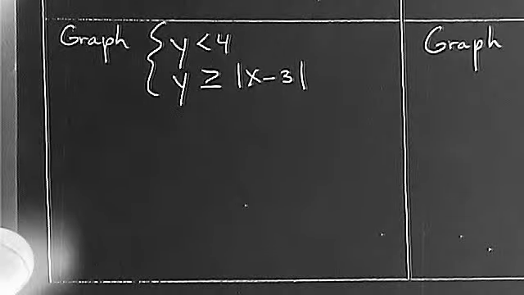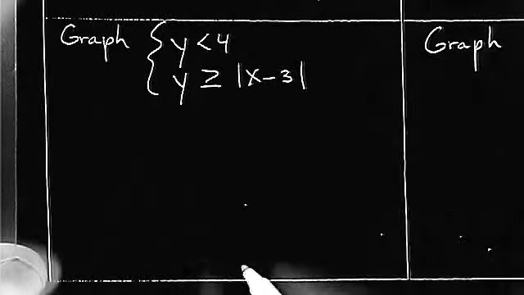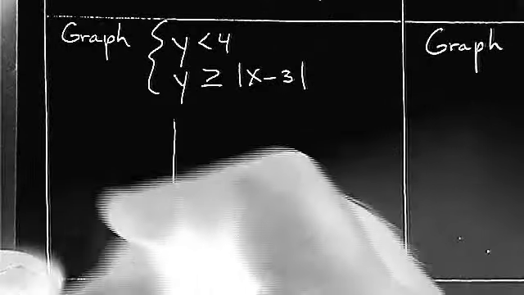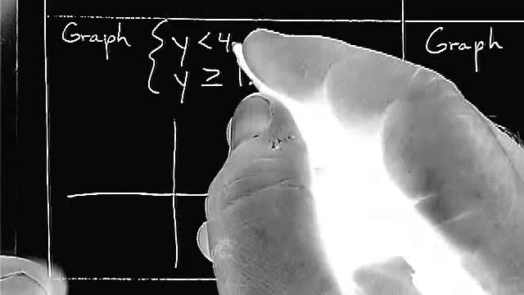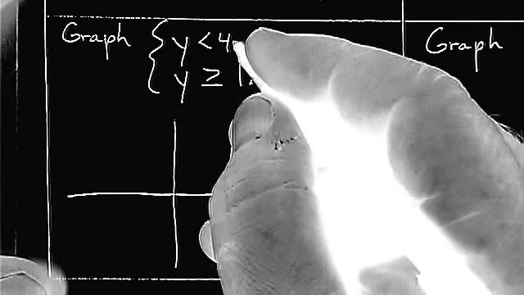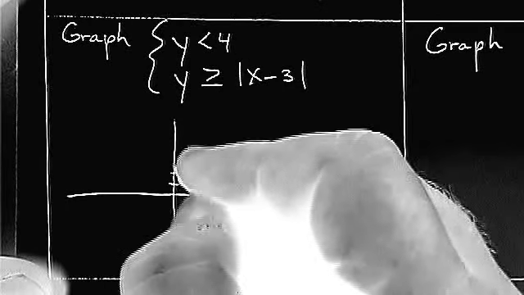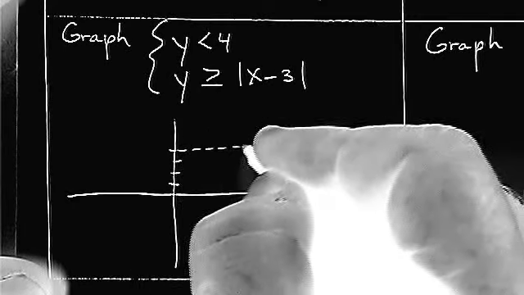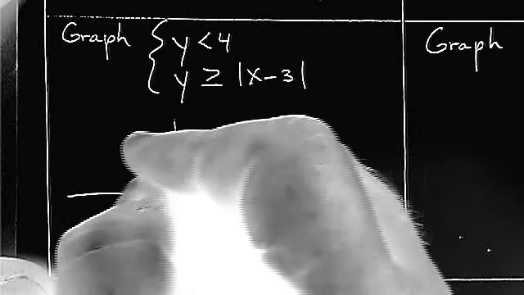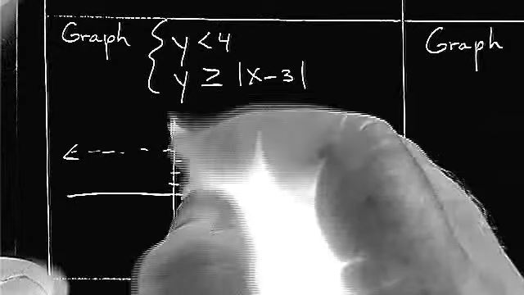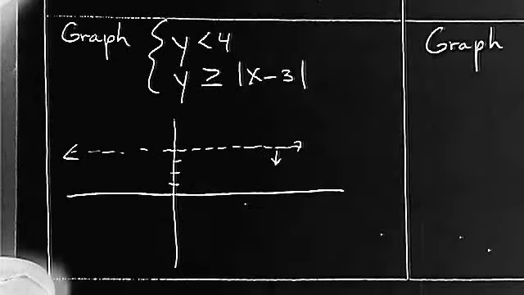Let's graph something like this. We know that y is less than 4. That's a pretty easy one. That's a horizontal boundary line. 0 is the slope. 1, 2, 3, 4. It's a dashed line. Y less than that would be shading below.